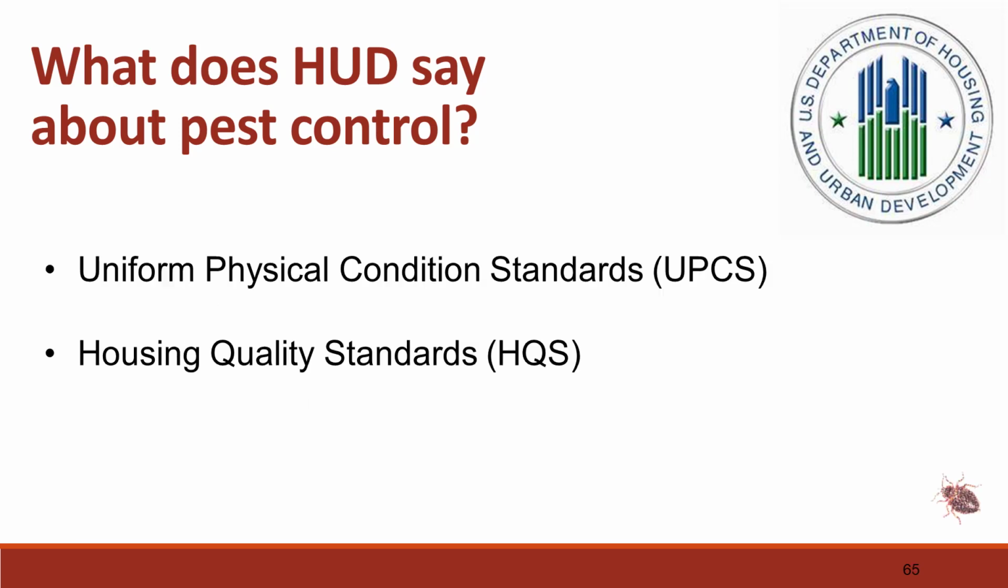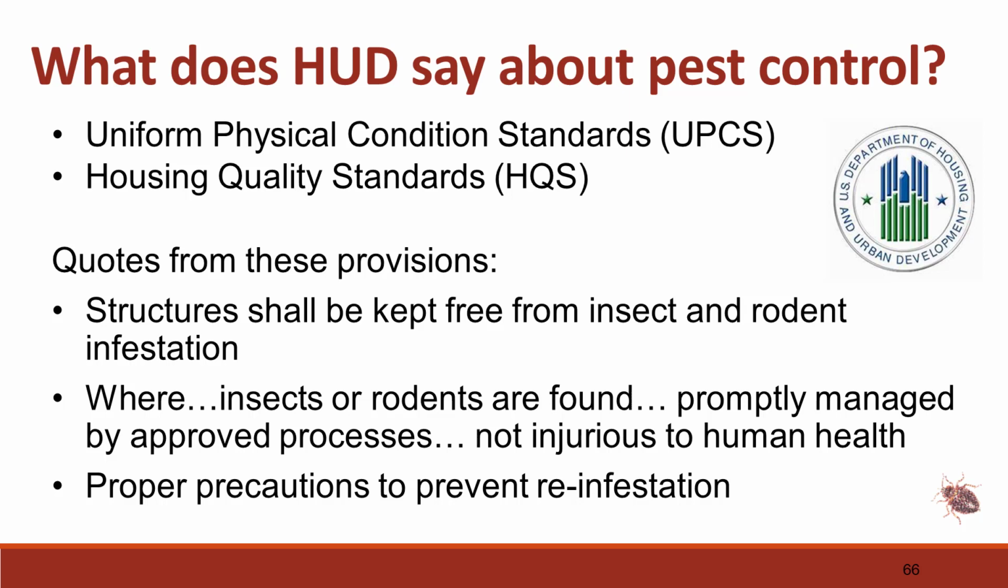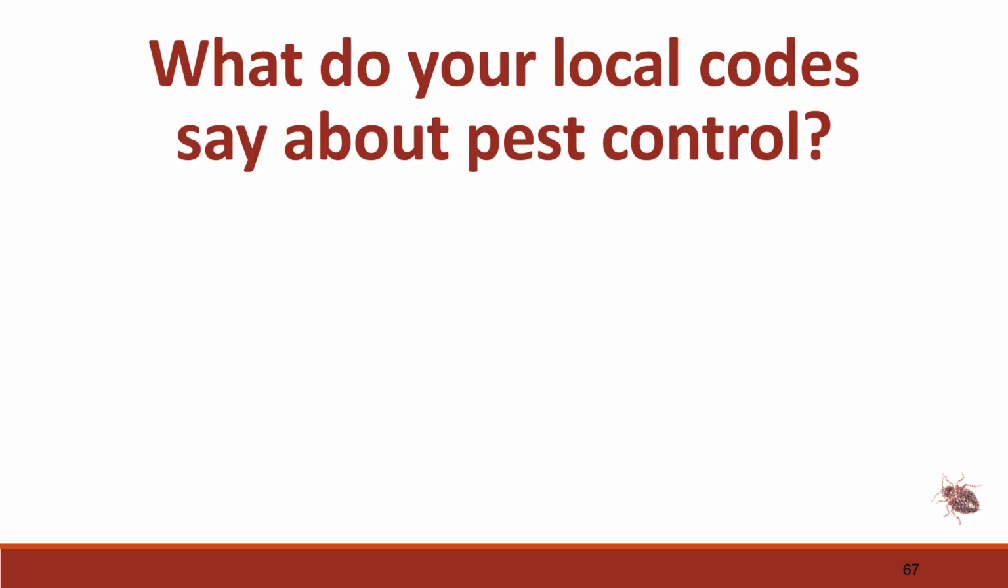There are also some key provisions of HUD's Uniform Physical Condition Standards, UPCS, and Housing Quality Standards, HQS, that relate to pests. Some quotes from these provisions include: structures shall be kept free from insect and rodent infestation. Where insects or rodents are found, they must be promptly managed by approved processes which are not injurious to human health. Proper precautions must be taken to prevent reinfestation. What do your local codes say about pest control?